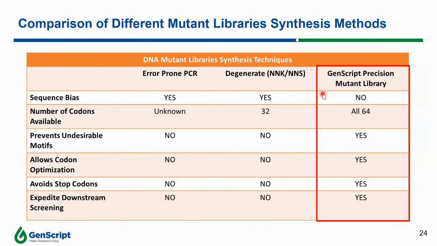So in order to overcome these limitations, at GenScript we developed proprietary technologies that allow researchers to use all 64 codons when creating mutant libraries while avoiding the stop codons, and also allow codon optimization, ultimately eliminating sequence bias to create a mutant library that is meaningful and has equal representation, therefore expediting the downstream screening. We call these technologies the Precision Mutant Library.